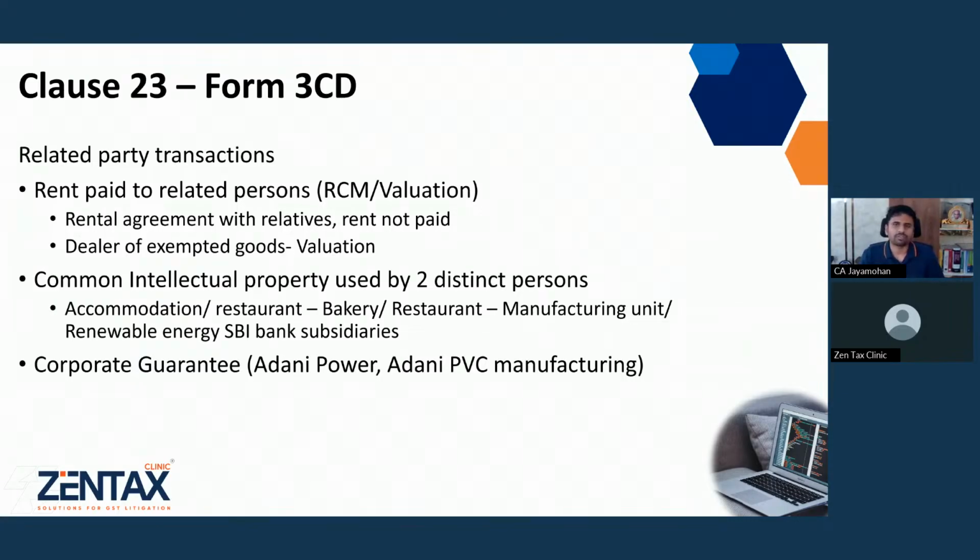So at the time of filing Form 3CD, or at the time of preparing income tax return, you make sure that the documentation part is kept ready and all the details which are relevant, like as I'm mentioning here, which will have some kind of implication in GST, you already have the working, so that at a later point of time, when a notice is served upon you, you can easily compile the details and make a reply and submit to the department.